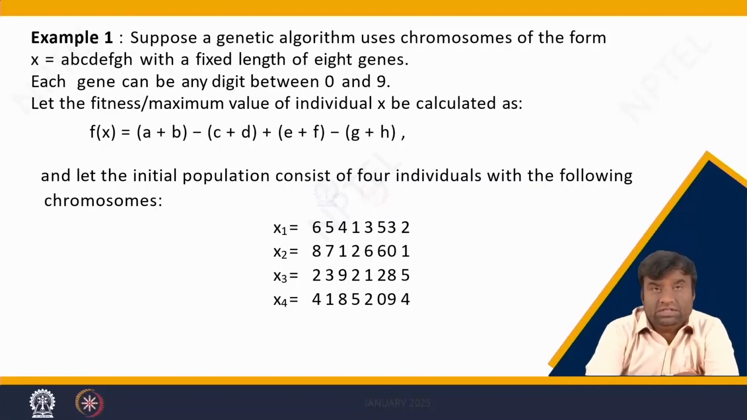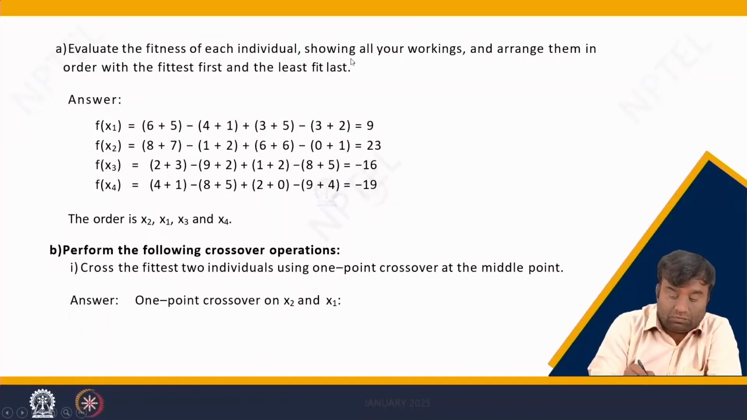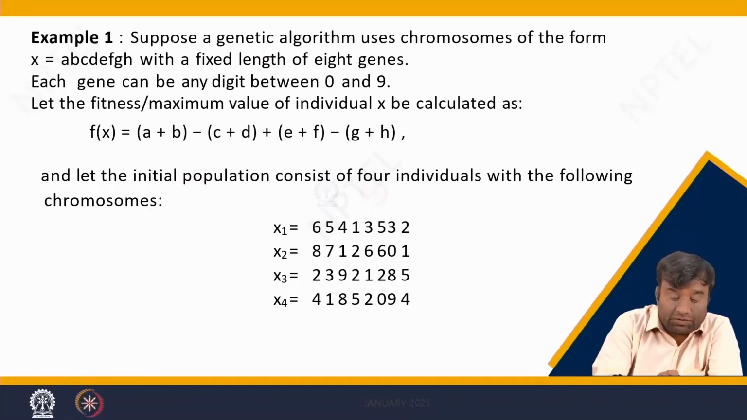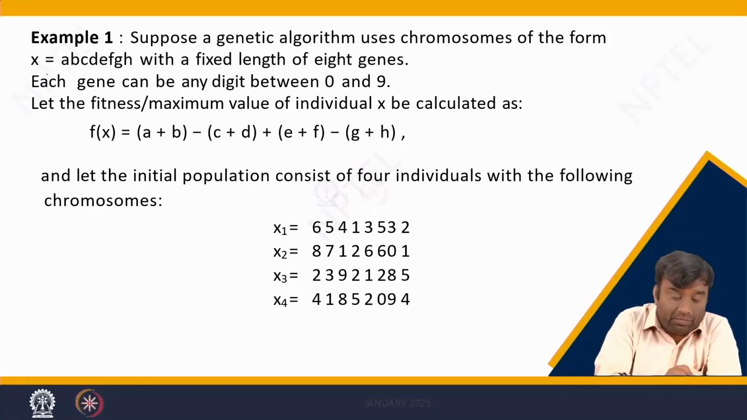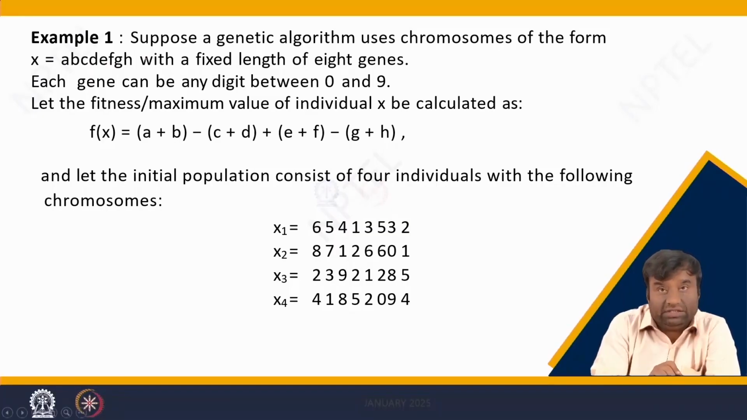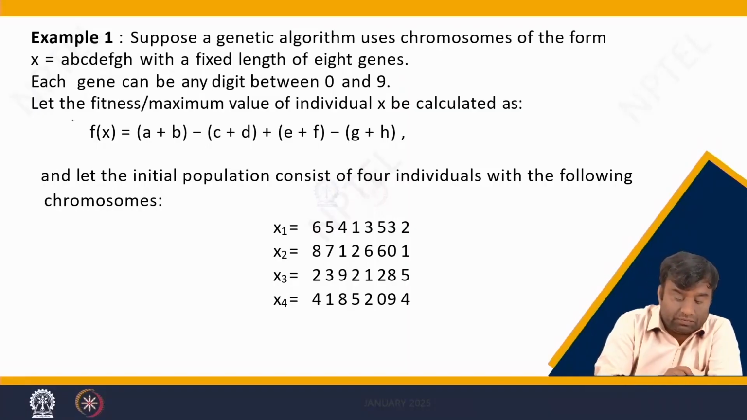So this is example one. Suppose a genetic algorithm uses chromosomes of the form X equal to A, B, C, D, E, F, G, H with a fixed length of 8 genes. So here A is a gene, B is a gene, and C, D, E, F, G, H are genes. Each gene can be any digit between 0 and 9. So it may be 1, 2, 3, 4, 5, 6, 7, 8, 9, and 0 also.